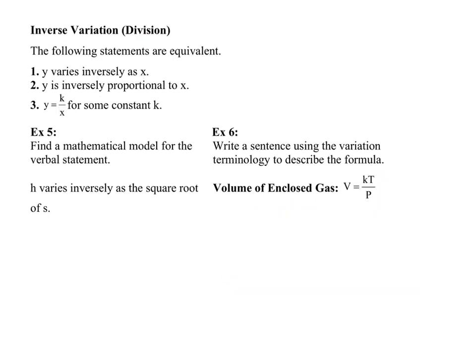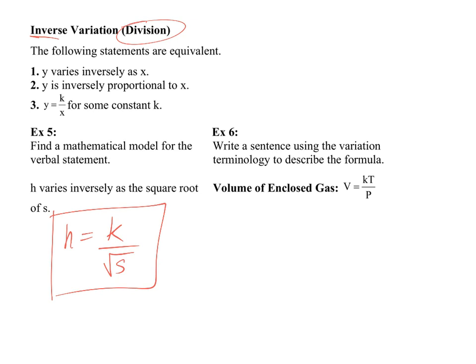Going on to the next example. Now we're talking about inverse variations. And when you're talking about inverse, you're simply talking about division. Once again, here are 3 ways to state the same thing. For example 5, find a mathematical model for the verbal statement. H varies inversely as the square root of S. So H is equal to, you always have your constant, and varies inversely means we're dividing. So k over the square root of S. That's all there is to that.